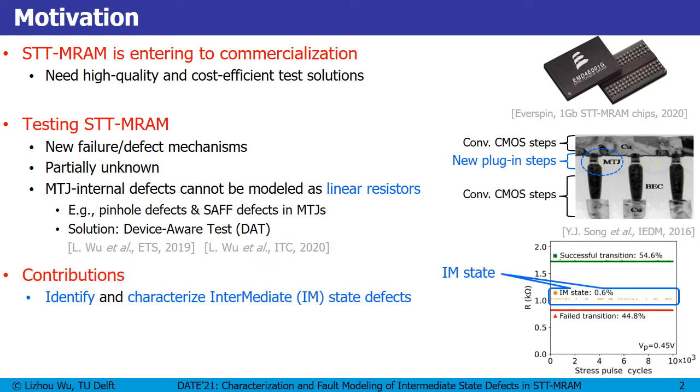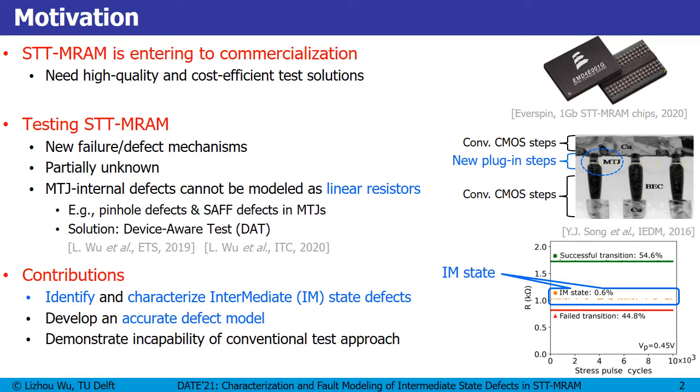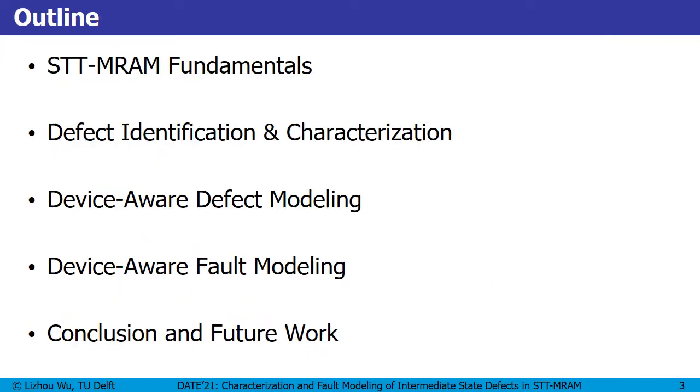In this work, we identify and characterize a new type of MTJ internal defects, which we name intermediate state defects. We develop an accurate defect model. And we also demonstrate the incapability of the conventional test approach. And using our own defect model, we can obtain accurate and realistic fault models for test development.